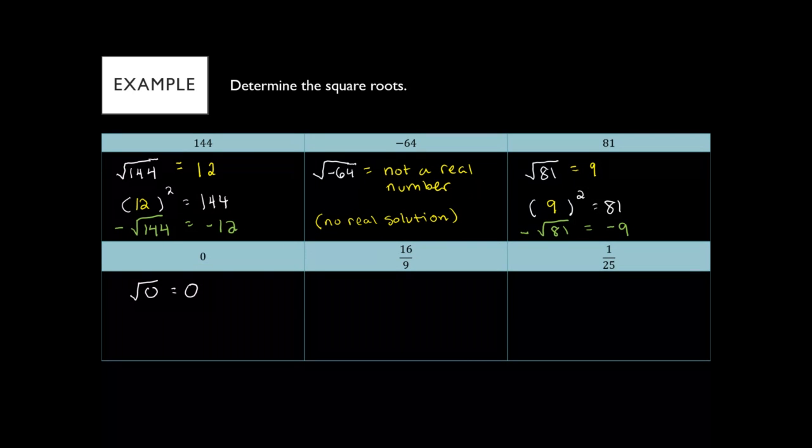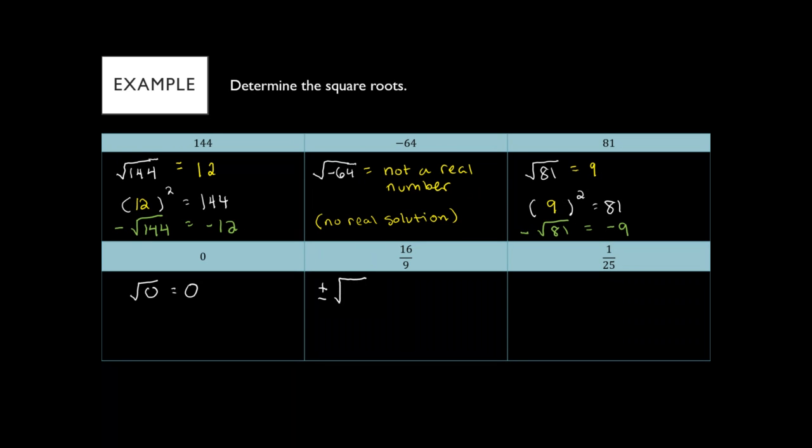So oftentimes this will be written with a plus or minus symbol. So let me do that on the 16 over 9. When it doesn't indicate, then what you would do is you write it with plus or minus, and then you would have your square root part. So here we've got plus or minus the square root of 16 over 9.